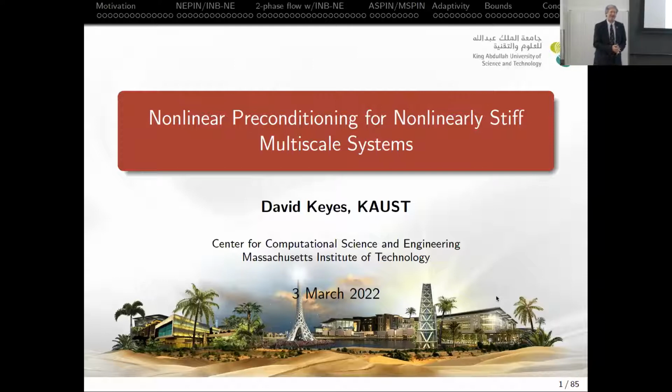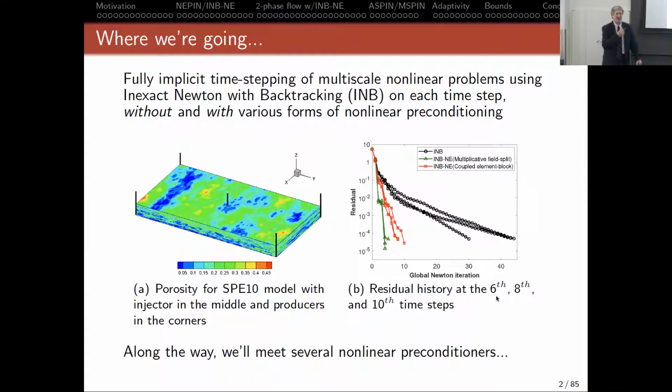I would like to speak about something that's fairly simple, but I think very practical: nonlinear preconditioning. Where we're going, just so you know whether you want to stay tuned in, is we're interested in systems that are nonlinearly stiff, such as a reservoir modeling problem. This is the famous SPE-10 model, from the Society of Petroleum Engineers. It's like the NACA 0012 or the driven cavity, the standard thing you have to do in other fields. And this is a water injection into an oil reservoir with a recovery in the corners.